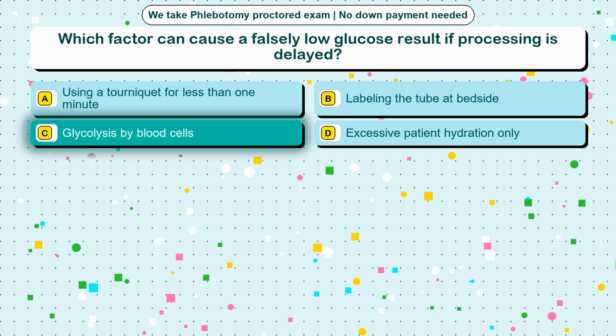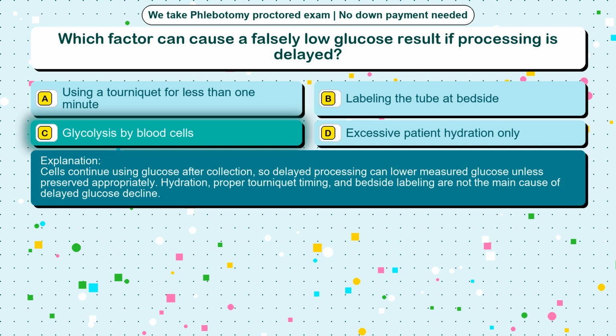The correct answer is option C, glycolysis by blood cells. Cells continue using glucose after collection, so delayed processing can lower measured glucose unless preserved appropriately. Hydration, proper tourniquet timing, and bedside labeling are not the main cause of delayed glucose decline.